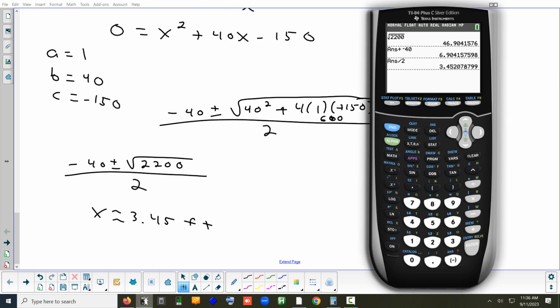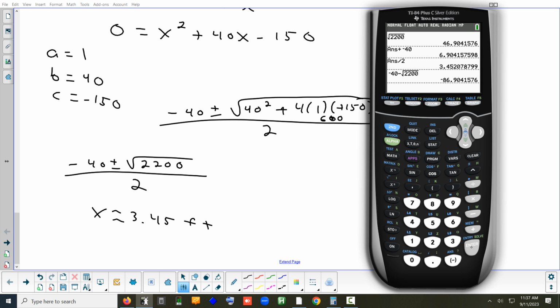Now, I didn't do the other one, the negative. So that's negative 40 minus the square root of 2200. Well, I don't even need to divide that by 2. How come? I can just stop there with that one. How do you get a negative space? Yeah, you can't have negative width to the sidewalk.